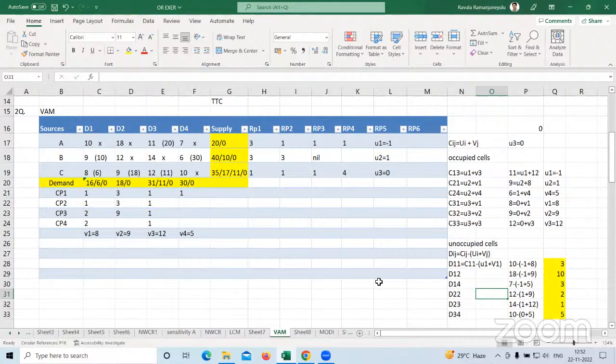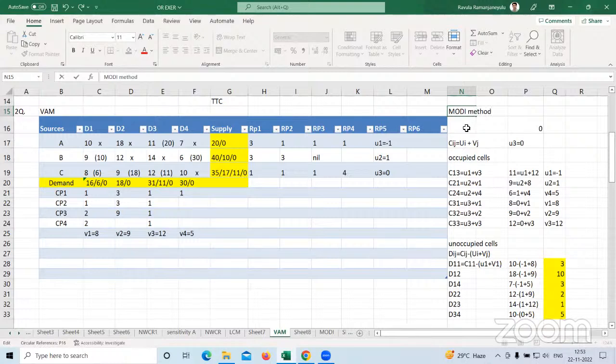This is the MODI method to find the optimal solution. Sir, is it the MODI method or the VAM method? No, we used the VAM method to find a feasible solution. We got some occupied cells. Is that feasible solution optimal or not? We are verifying it with the MODI method. Whatever we did is MODI, to check optimality. After VAM only, we can go with the MODI method.